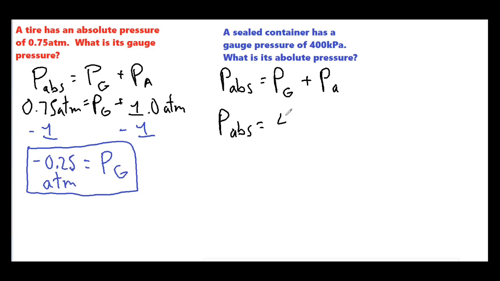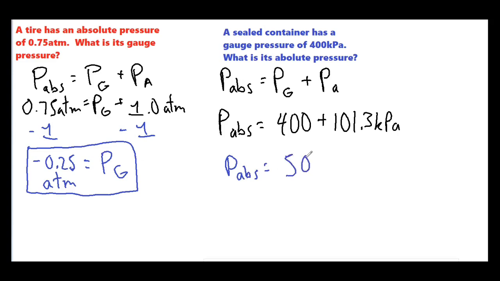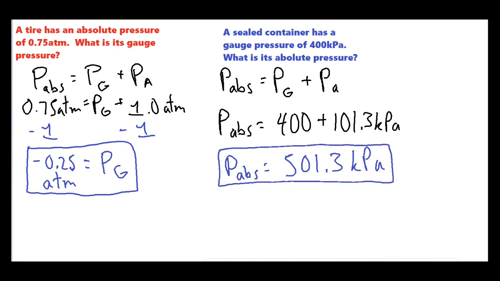And we have the gauge pressure of 400. And then for the atmospheric pressure, since we're not in ATM, we're in kilopascals, that is 101.3 kilopascals. Now that we've changed units, all we have to do is sum those up. So that's pretty simple. 400 plus 101.3 is 501.3 kilopascals. So mathematically, we're not dealing with anything too complicated.